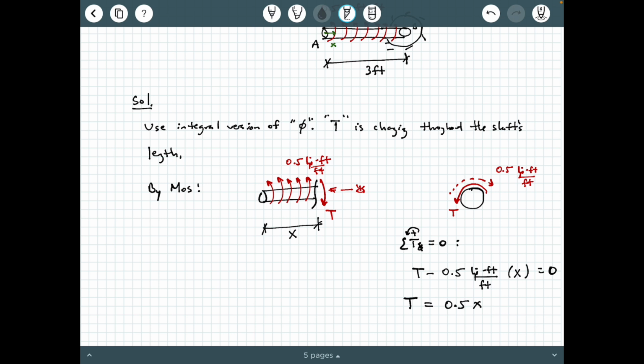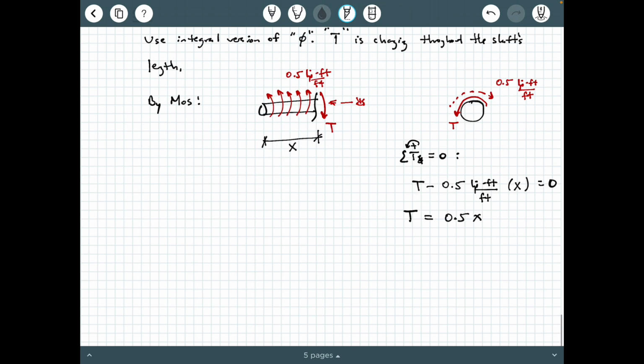So what do we do next? Well, that's the majority of the work. That's all we really got to do. Now, if you want to look at another way of getting this T value, again, as I mentioned a few minutes ago, you could draw an internal torque diagram, and you could draw your x-axis here. I'm sorry, let me draw that a little bit differently.